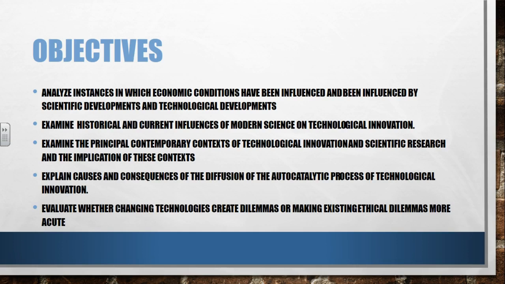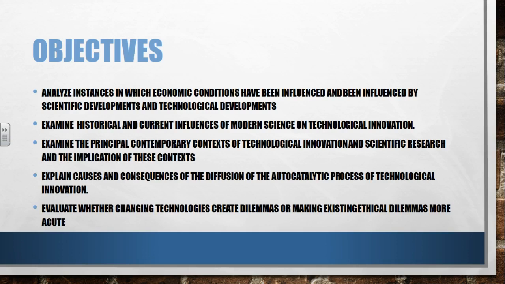Additionally, we're going to look at instances in which economic conditions have been and are being influenced by scientific development and technology. Again, this talks about the different technology and weapons that are going to come in as a result of World War I and the technological advances, and how this changes the economy of a country. We're going to look at historical and current influences of science and technology. So we're going to compare some of the stuff that happened in World War I to scientific development today, looking at whether or not it's ethical, what should be done, and what we can learn from history to better ourselves as a society today.